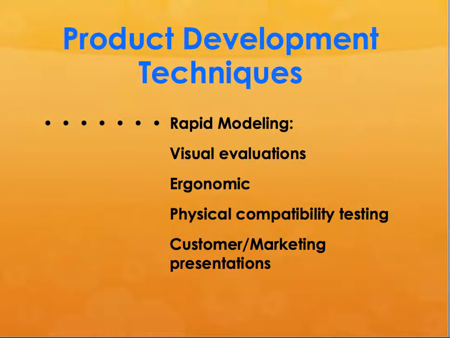So, what are the traditional product development techniques? They are all for visual evaluation. They have an ergonomic function, and sometimes you just want to see form, fit, and function, and sometimes you just want to make a part to show your customer for a marketing presentation. What is this final part design going to look like? So that's what the rapid modeling technique is. And so 3D printing or additive manufacturing is used for that.